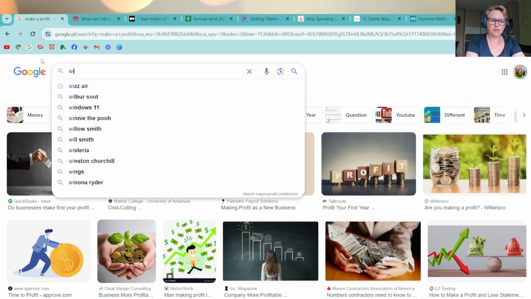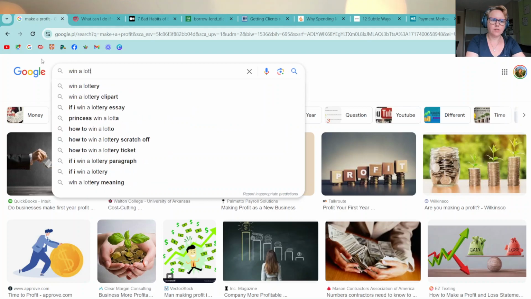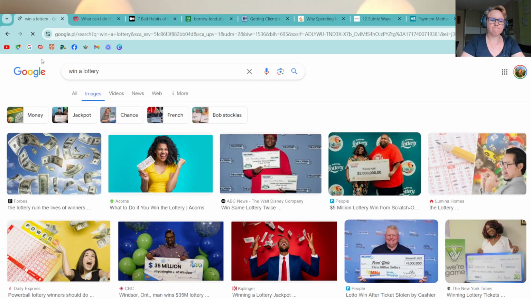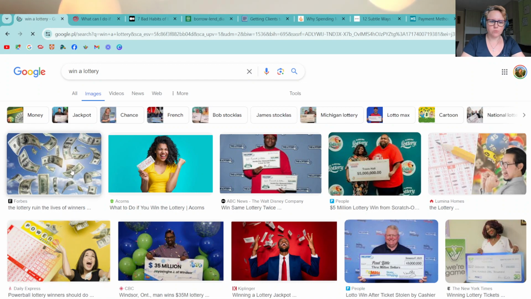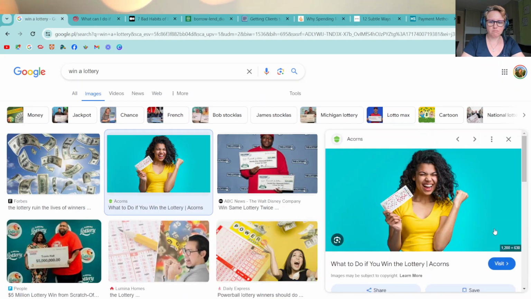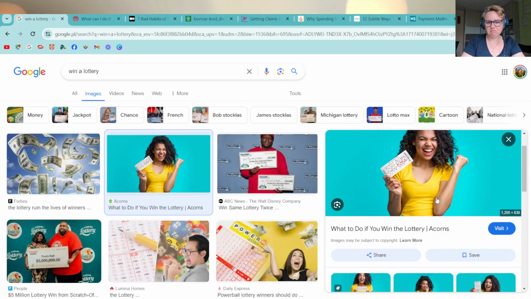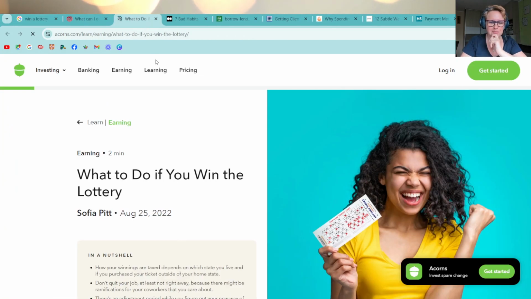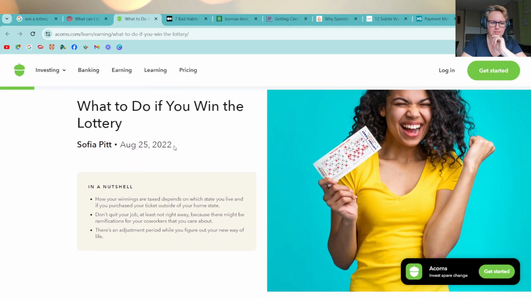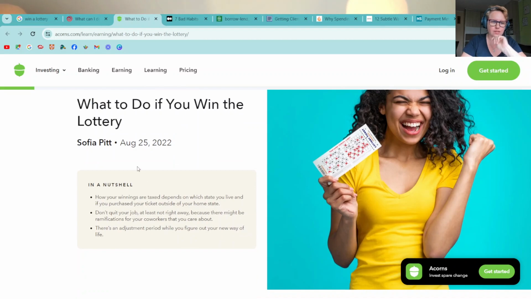Sometimes you may be lucky and you may win a lottery. Win money on lottery, or win the lottery. What do you do if you win the lottery? I think interesting one again. I think there might be too many that I want to read. What to do if you win the lottery?